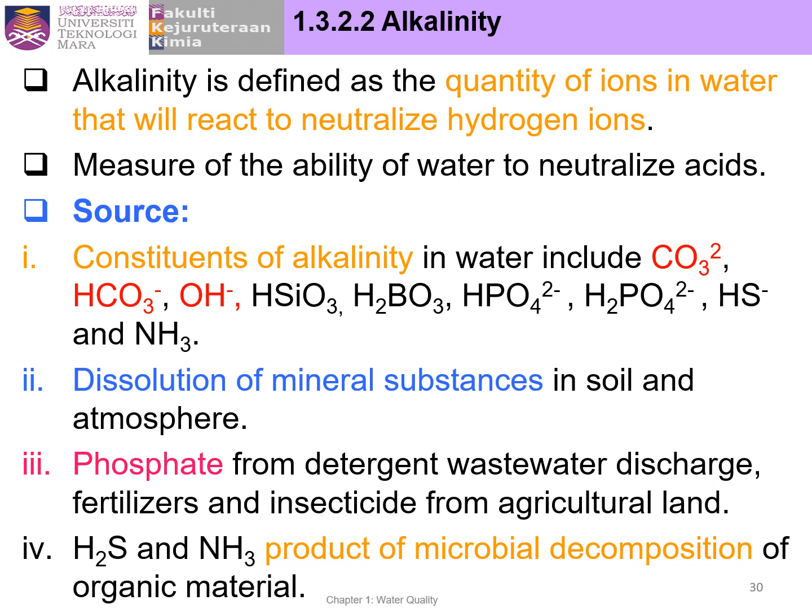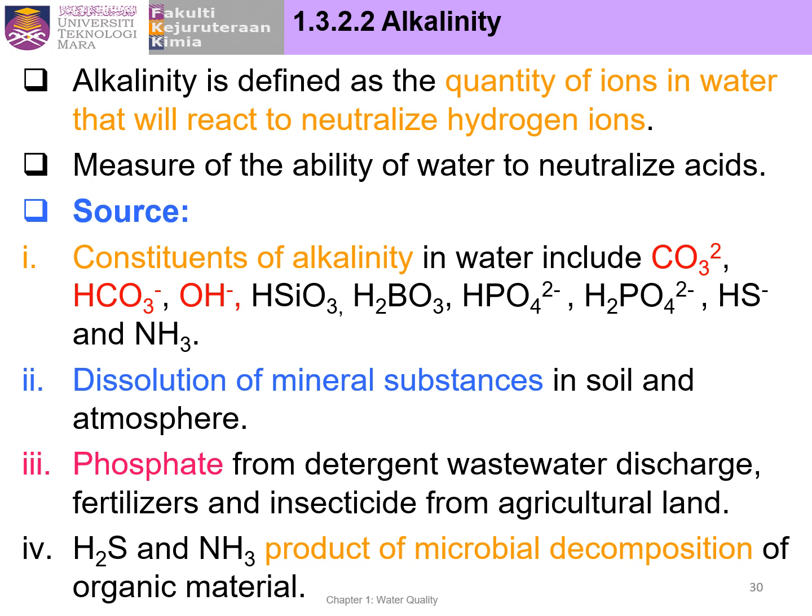The next part is alkalinity. Alkalinity is defined as the quantity of ions in water that will react to neutralize hydrogen ions. Because you know the acid and alkali, or base, will produce salt and water. So it is the measure of the ability of water to neutralize acid.